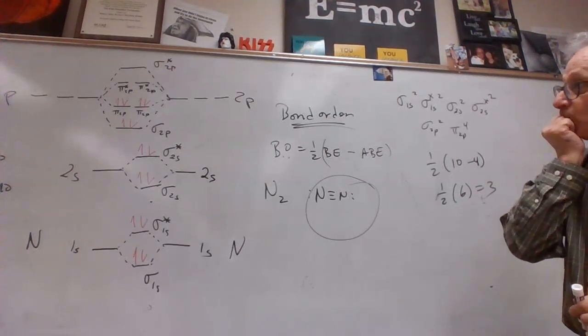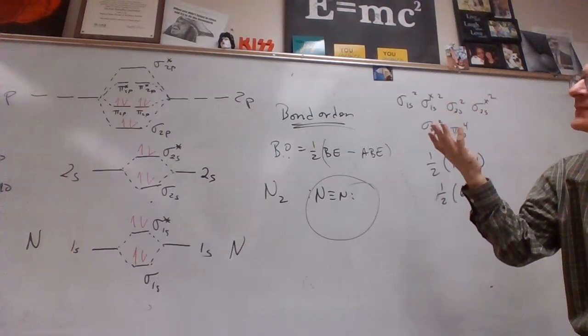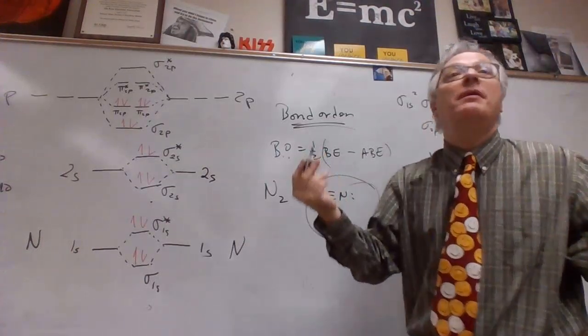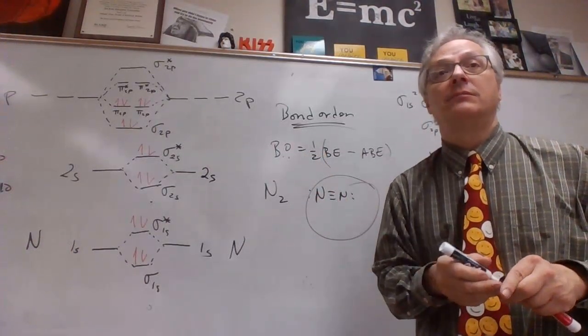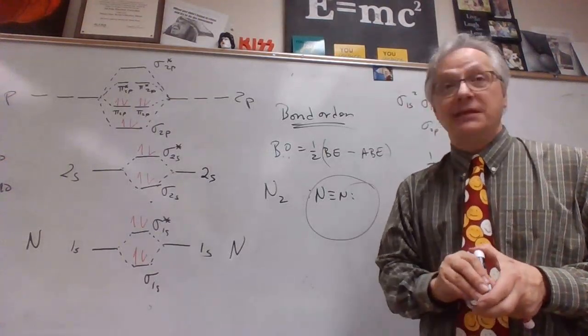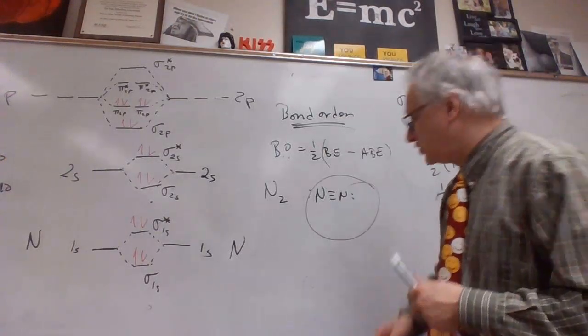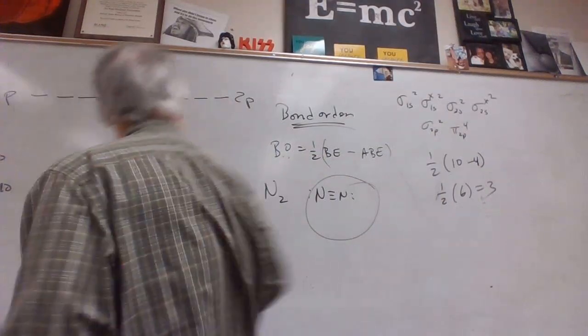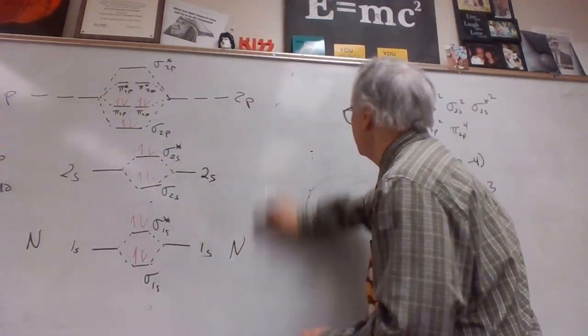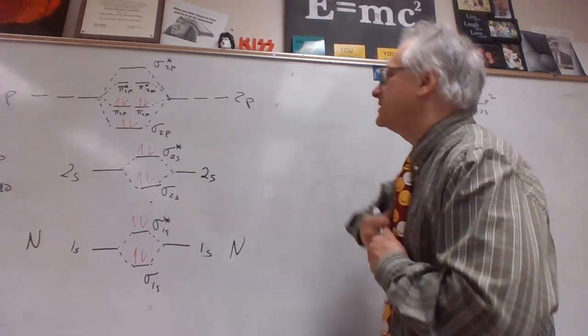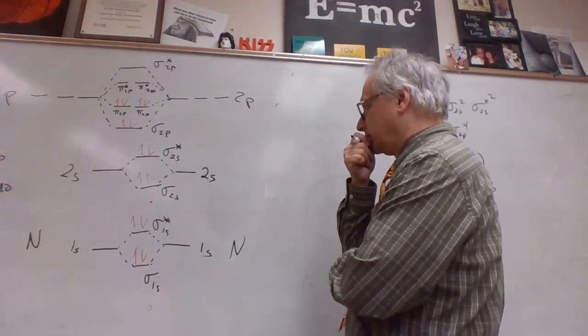So what I could say something like this. What would the bond... Yes, Anna. The star ones are anti-bonding. I could say something like this. Does this species exist? Let me think of one here.